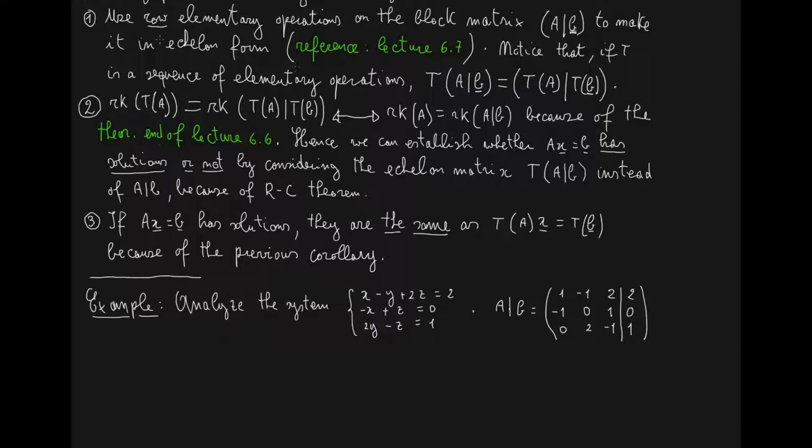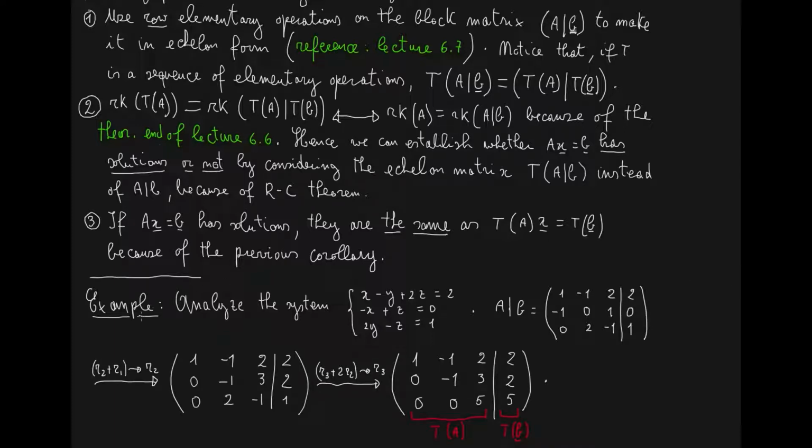Now, the procedure involves the reduction of this matrix through elementary row operations in order to make it in echelon form. So this is the procedure, just the same as in the previous lecture, so we will be doing it pretty quickly. We have this first operation, which involves replacing the second row by the second row plus the first row, so R2 plus R1, and we get this new matrix.